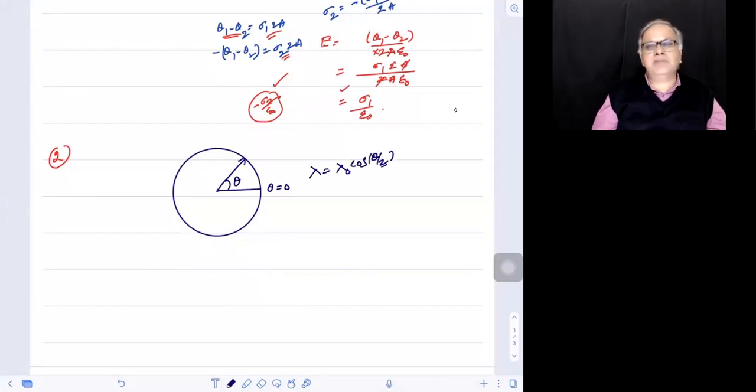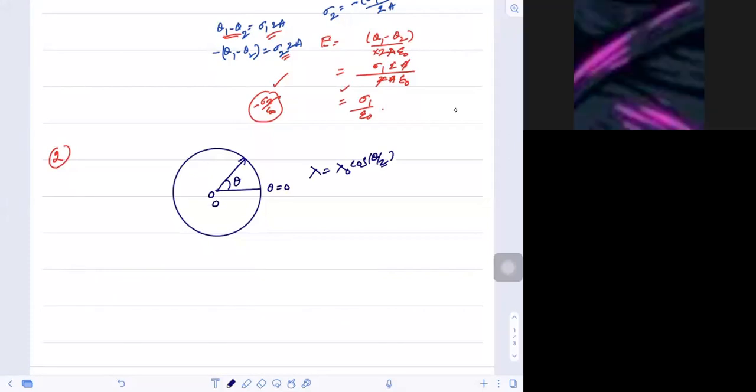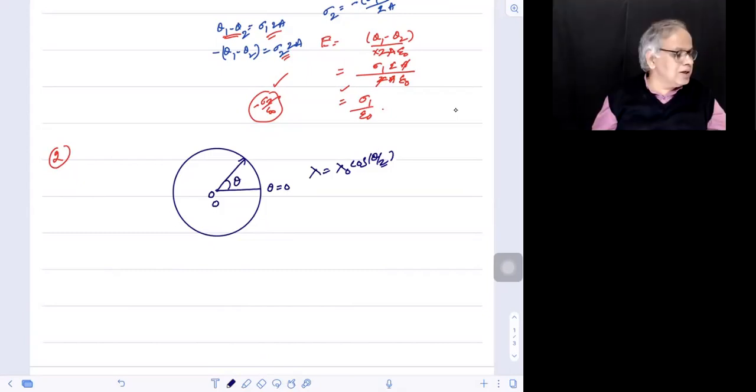So tell me, is the charge plus or minus on the ring? Hello? Yes, what I'm asking is, is the charge plus or minus on the ring? I'm asking.